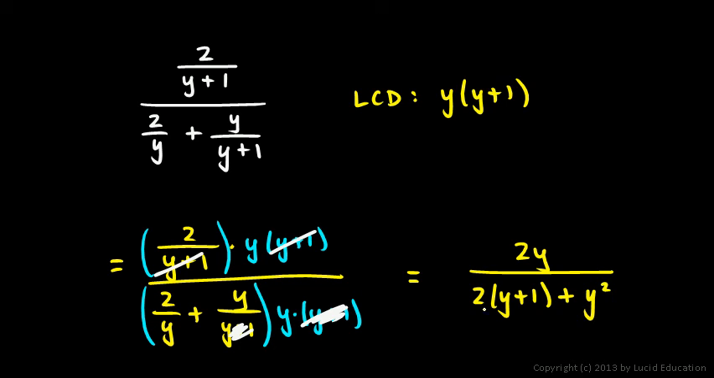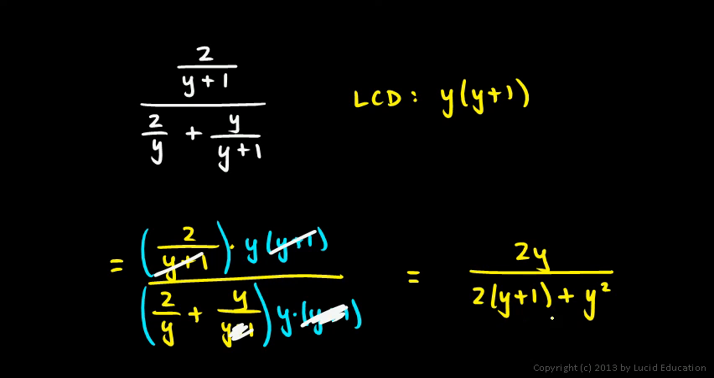So now notice I no longer have a complex fraction. And this works every time. Finding the least common denominator of all of these little fractions within your big fraction, multiplying the top and the bottom by that, will always cancel out all of those denominators. And we're left with a fraction still, but at least it's not a complex fraction. And here we're basically done.